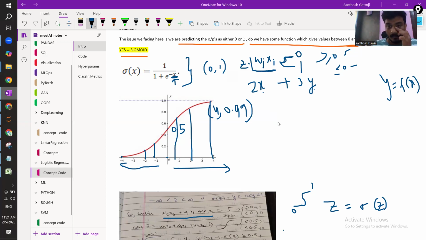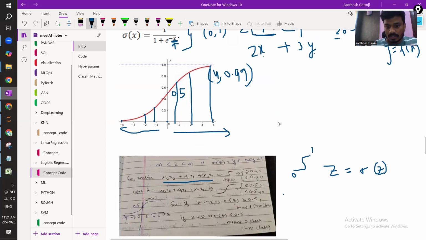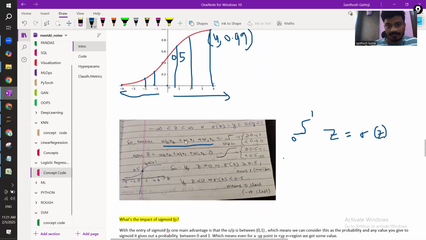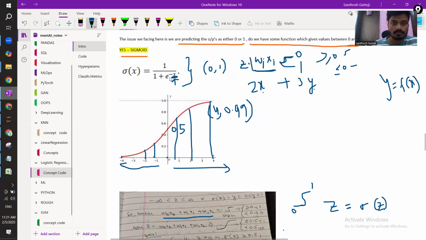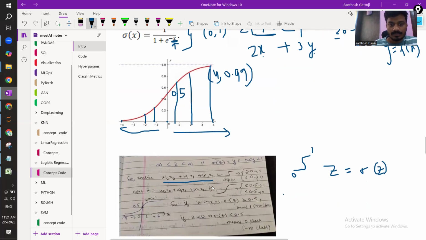So now coming back, what we are doing is, earlier when we were just solving this, we took it as 1 if it is greater than 0, and 0 if it is less than 0. But now we are not doing that. We are giving this equation to sigmoid. That means first we will solve this. After solving, we will not blindly say this. What we'll do is give that equation to sigmoid.